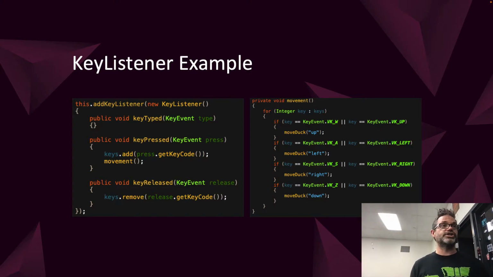So I do a for each integer key inside keys, if the key is KeyEvent.VK_W, or the key is equal to KeyEvent.VK_UP. So I can talk about any different thing I'm looking for. This is the W or the up key, or the A or the left, the S or the right, or the Z or the down keys.